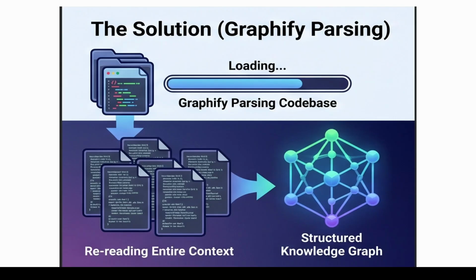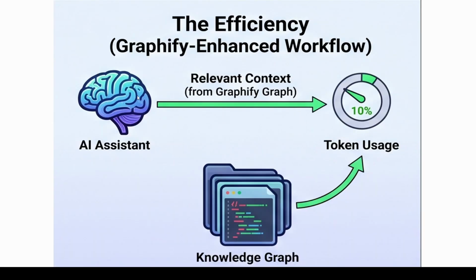Graphify solves this by building a persistent structured map of your project. Instead of blind scanning, it provides the AI with only the relevant pre-parsed context it needs. This dramatically reduces token usage and instantly cuts down response times.